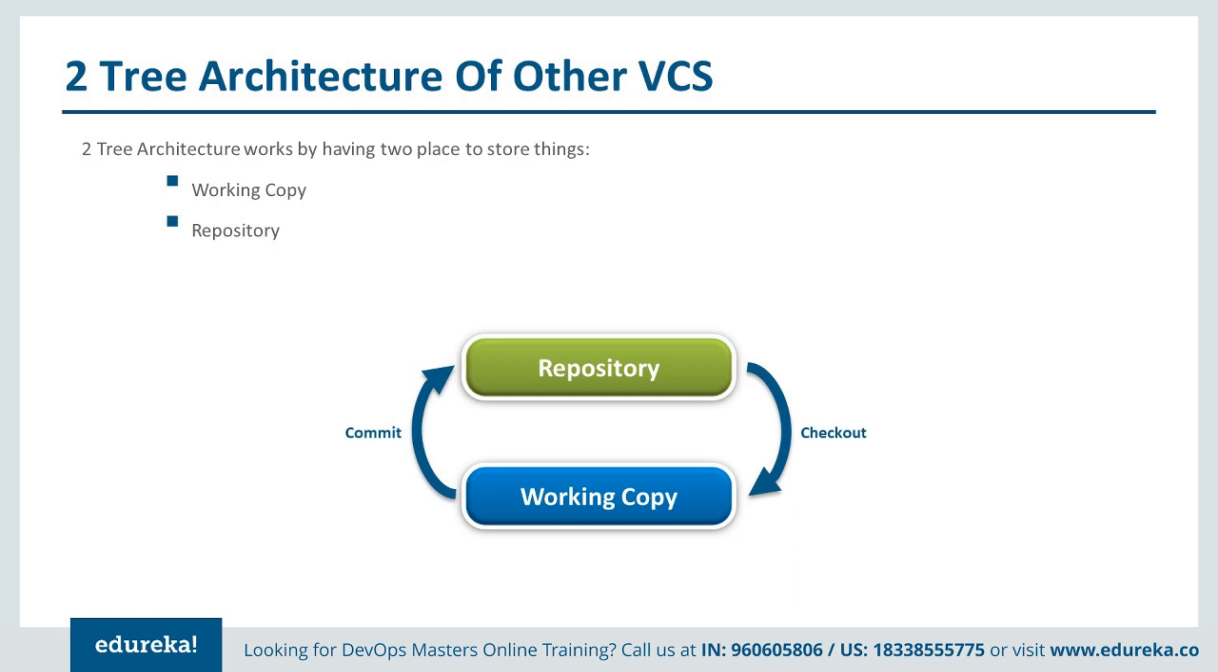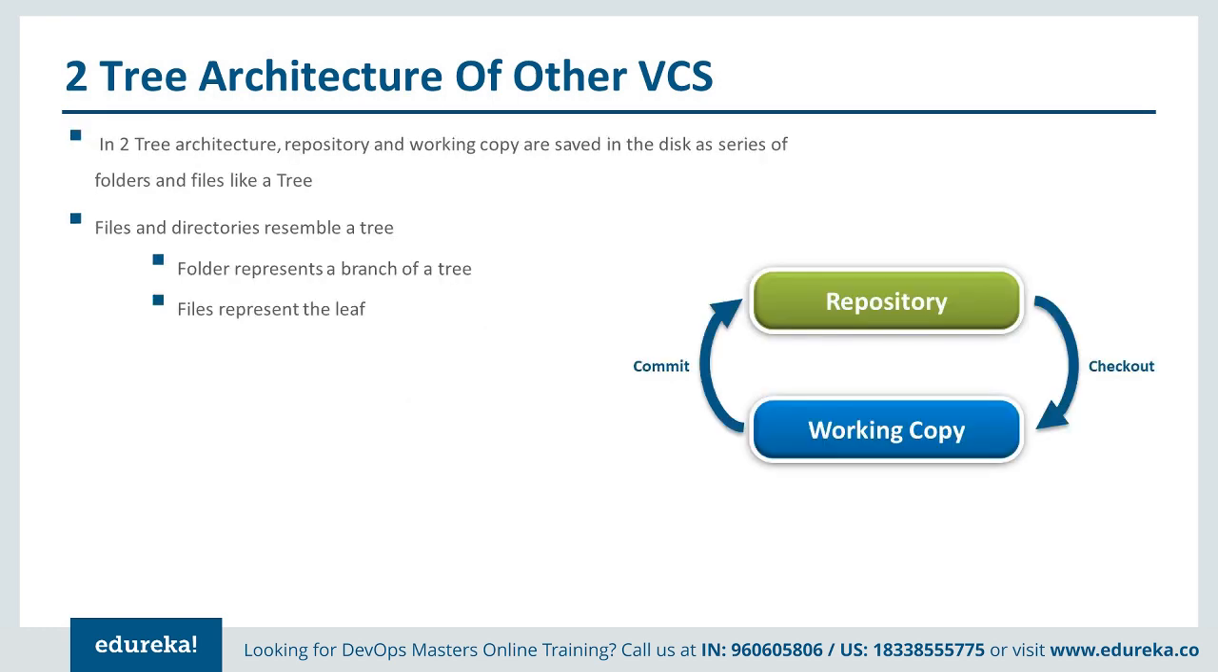is stored. It is also saved in a disk and has its own set of files. In this process, what is happening in the working copy is that we commit something, it goes into the repository, and when we check out something, it comes into the working copy. Now in this process, the working copy and repository are saved in the disk as a series of folders and files like a tree. Since files and directories resemble a tree, wherein a folder represents a branch of a tree and files represent the leaf.